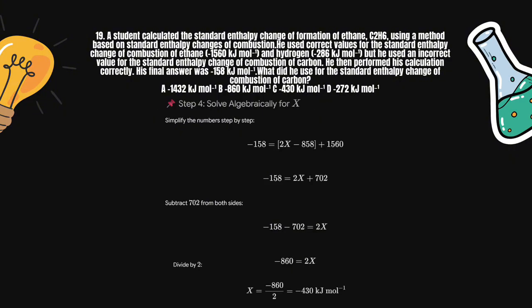And for the last step, you just have to solve algebraically for x. First, you have to simplify the numbers step by step like in this picture. And then I got negative 430 kilojoules per mole, so the correct answer is C.